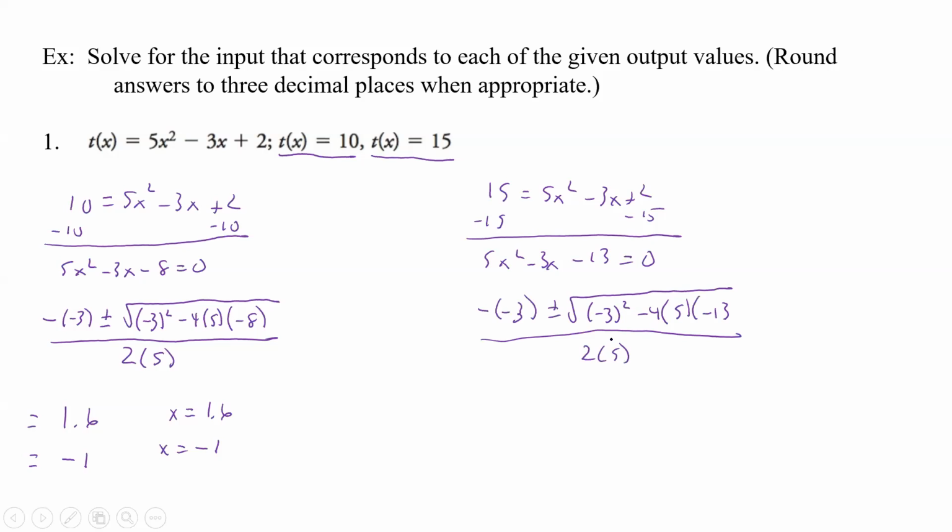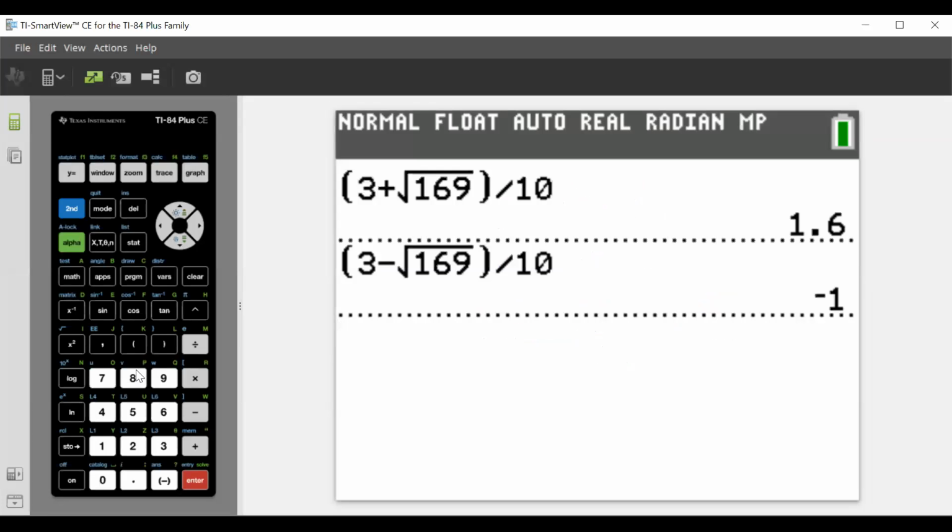All right, so on this one, we'll have 3 plus or minus the square root of 9 minus 20 times negative 13, so 260, that's going to be plus 260, sorry, all over the 10. So let's go plug that in our calculator. So we're going to have parenthesis 3 plus square root, and then we had the 269, and then in parentheses divided by 10.